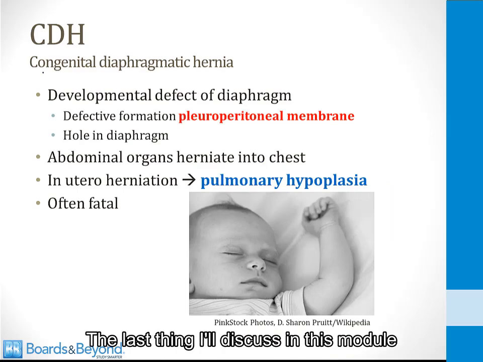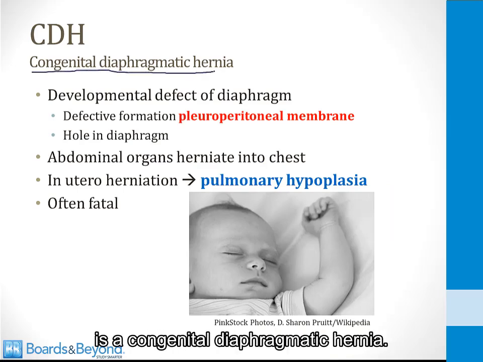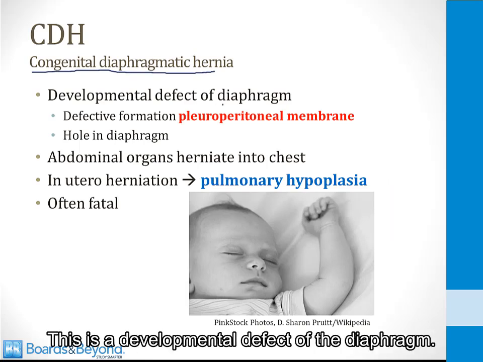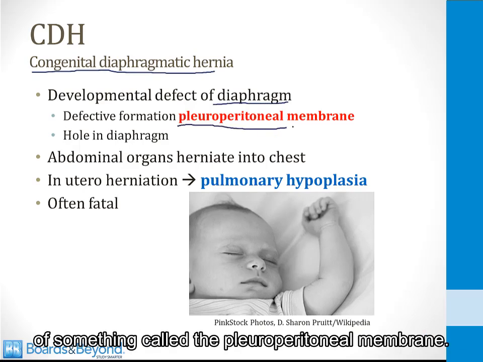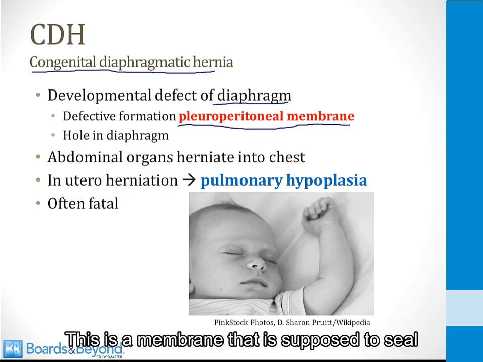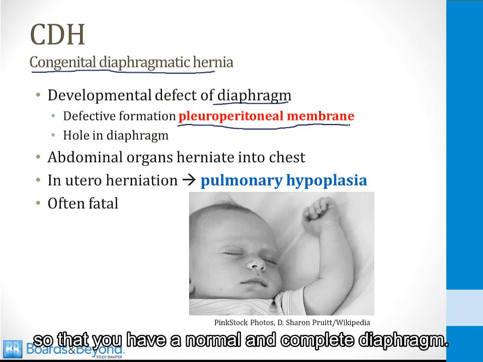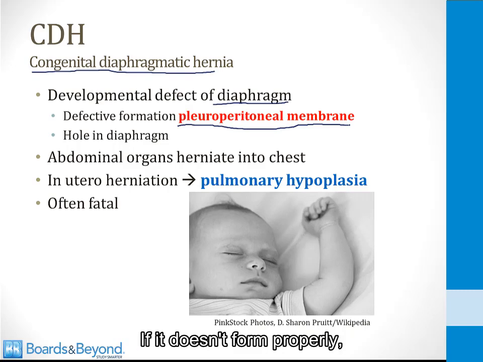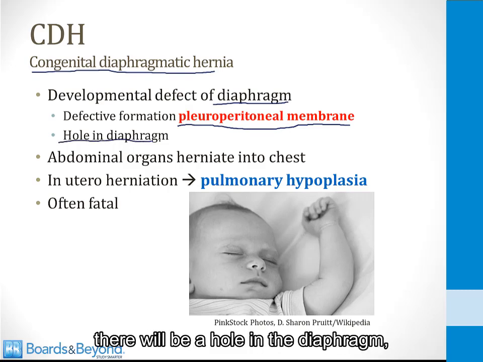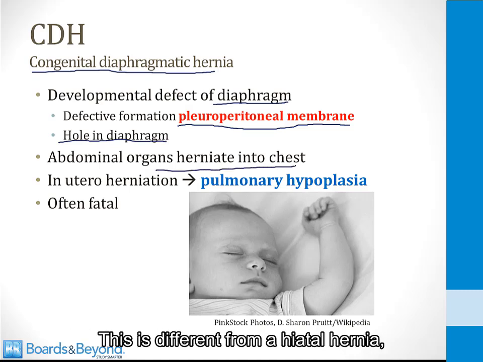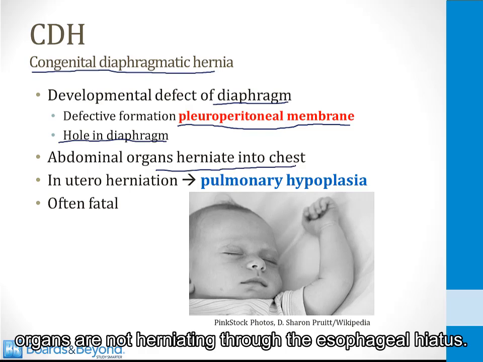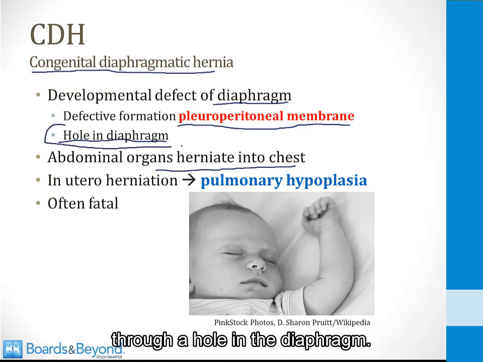The last thing I'll discuss in this module is a congenital diaphragmatic hernia. This is a developmental defect of the diaphragm. This occurs when there is in utero defective formation of something called the pleuroperitoneal membrane. This is a membrane that is supposed to seal so that you have a normal and complete diaphragm. If it doesn't form properly, there will be a hole in the diaphragm and abdominal organs will herniate into the chest. This is different from a hiatal hernia. Organs are not herniating through the esophageal hiatus. In this case, they are herniating through a hole in the diaphragm.